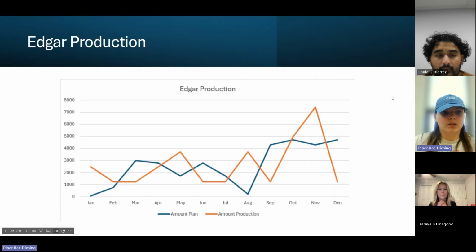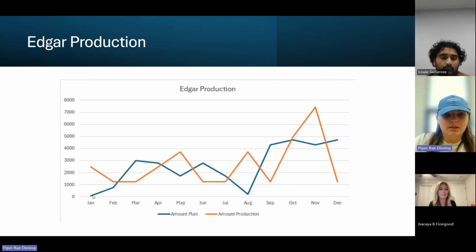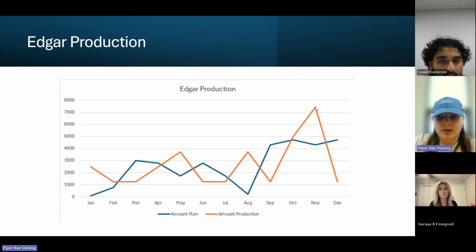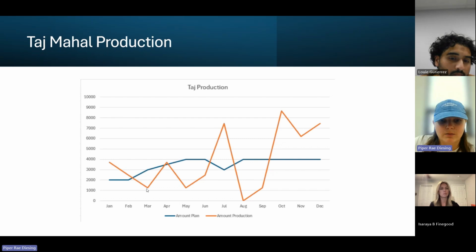Okay, so first for our Edgar production, for most of the production plans, we ended up having to switch up how we were ordering from what we planned. We stayed along the line in the beginning, but then we spiked production for Edgar in the fall because there's a higher demand for it. For Taj Mahal, we went way off of what we planned.